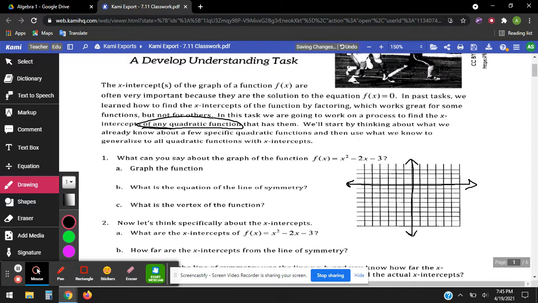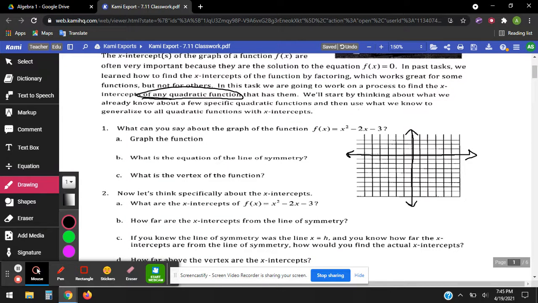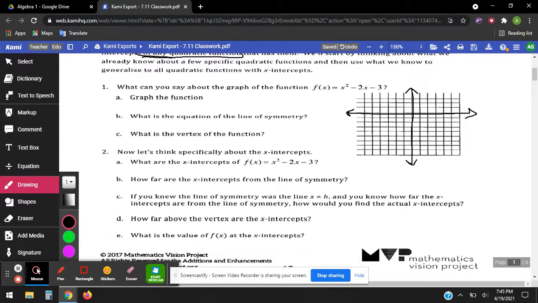that has them. We'll start by thinking about what we already know about a few specific quadratic functions and then use what we know to generalize to all quadratic functions. So, an algebraic formula for the x-intercepts.